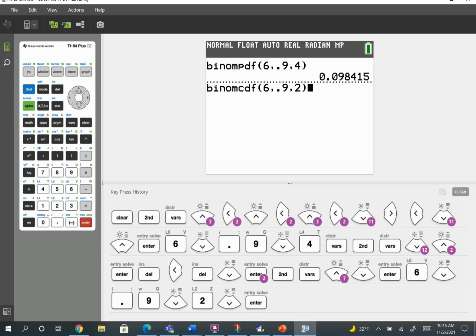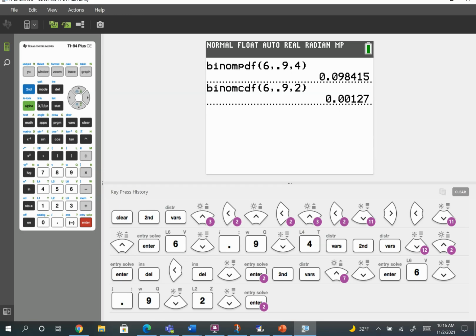Paste it. If you have an older operating system, this is what you would have on your screen. Binom CDF, 6 trials, 90% probability of success. We want everything 0 through 2. I hit enter. So 0 through 2. For the at least, did you just take 1 minus. So now if you're thinking, wow, that's way easier, right?